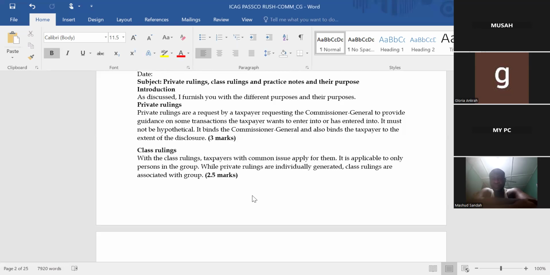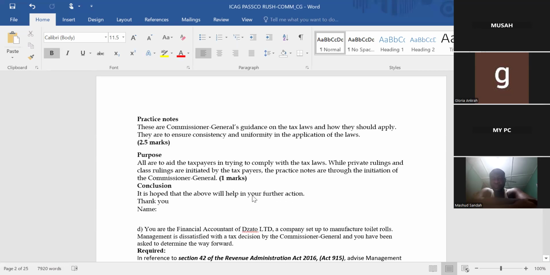Okay. Now, for the practice note, I have explained that they are issued by the Commissioner General. Please get the difference clear. The private ruling and the class ruling are always a request to the Commissioner General to respond on the treatment of the transaction. But for the practice note, the Commissioner General is mandated by the law every year to come out with the practice note.